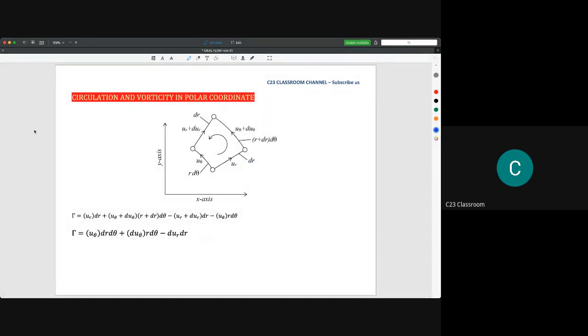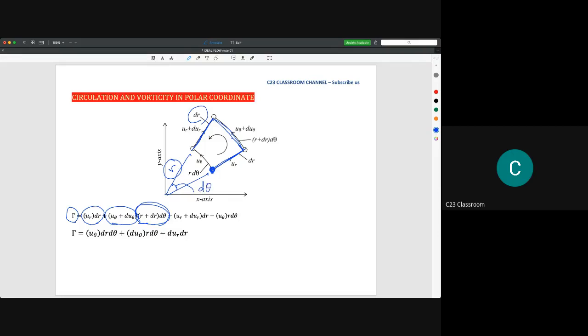And then we know that gamma is velocity times the distance traveled by the fluid. So we start from here. This is ur times dr. And then it moves here, so it becomes u theta plus du theta, times r plus dr d theta. I hope you could imagine, because we have r here, and here is dr, and that's why we have r plus dr d theta. So d theta is here.